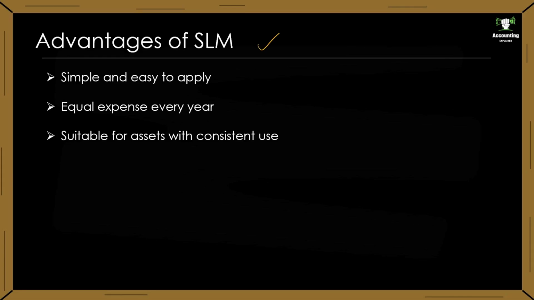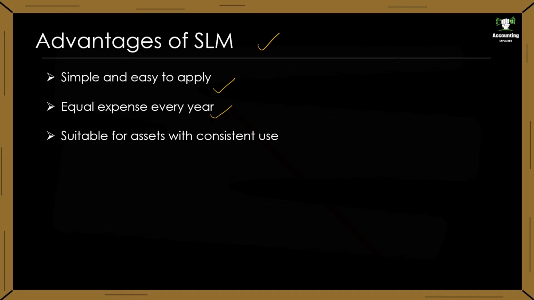Advantages of straight line method of depreciation. It is simple and easy to apply. Easy to calculate too, right? Just now we saw an example. Equal expense every year. Every year we are going to take the same amount of depreciation till the end of the life of the asset.